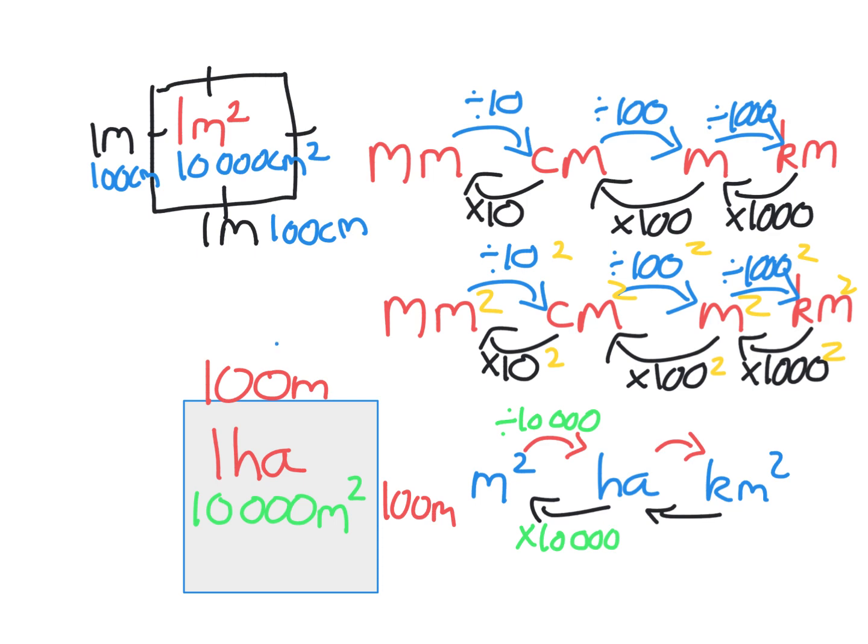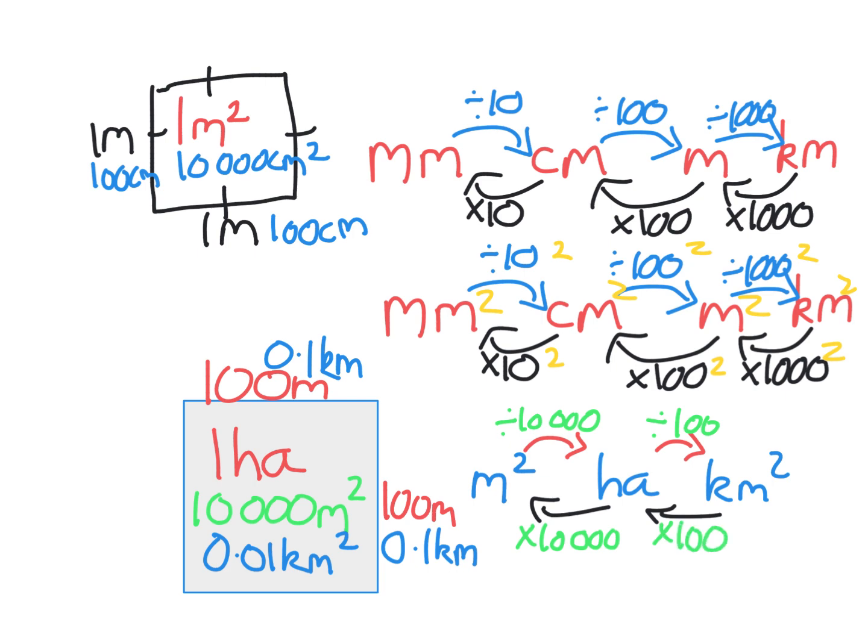Now, 100 meters is 0.1, or 1/10 of a kilometer. So 1 hectare is 0.01 kilometers squared. It's 1/100th of a kilometer squared. There are 100 hectares in a kilometer squared. So make sure you know how to perform these conversions.